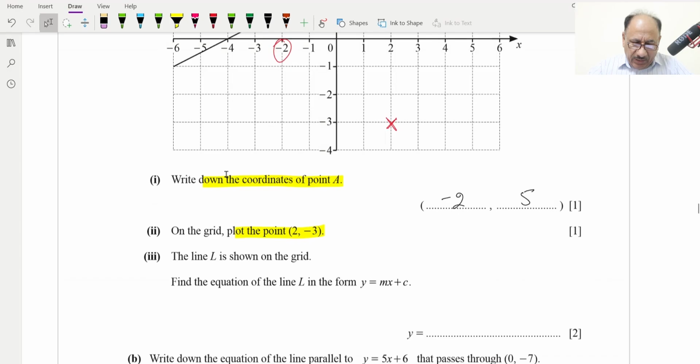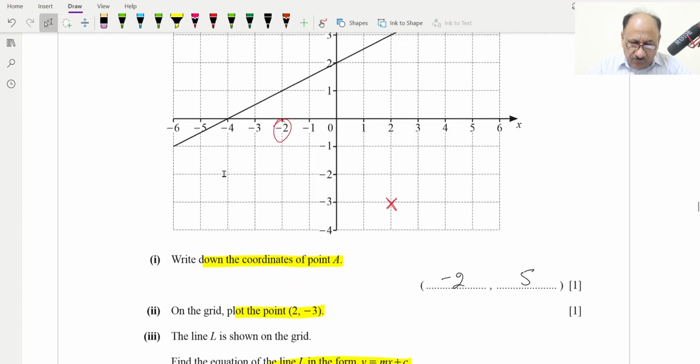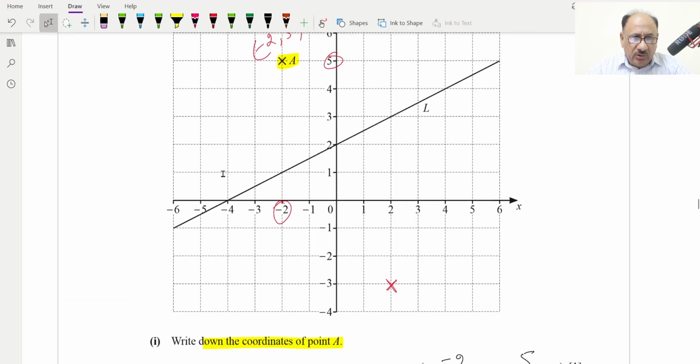And the third part: the line L is shown on the grid. Find the equation of the line L in the form y is equal to mx plus c. So we have to write down the equation of the line, which is provided over here. So what we will do, we will find the gradient of the line.